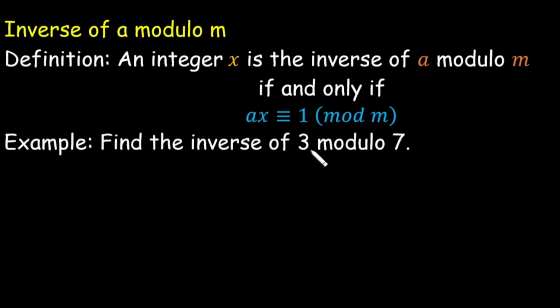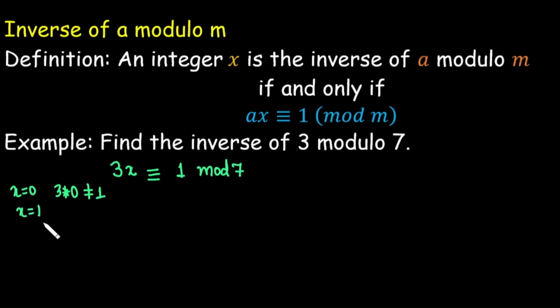Find the inverse of 3 modulo 7. It means we need to find an integer that, when multiplied by 3 and divided by 7, the remainder is 1. For what value of x does this linear congruence hold? We need to find that. Let's start by hit and trial. Take x equal to 0. 3 into 0 is 0, that can never give 1 as a remainder when divided by 7.